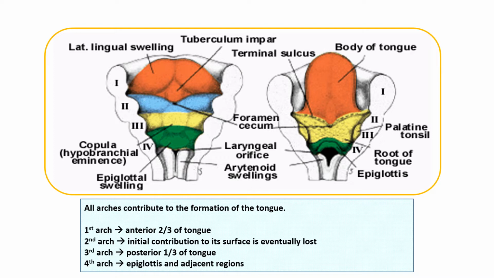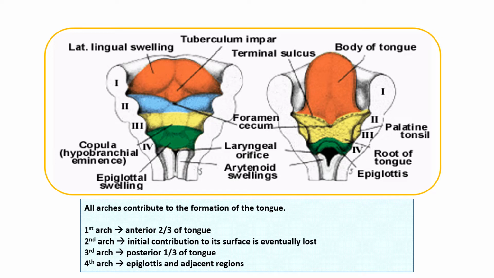So that's really just how the mucosal part of the tongue develops. The first pharyngeal arch gives rise to the anterior 2/3 of the tongue. The second pharyngeal arch has a bit of an initial contribution to the surface of the tongue, but this contribution is eventually lost, and you can really appreciate that between these two images on the right and left, where the second pharyngeal arch was denoted in blue here, but in the final structure of the tongue on the right, we've lost that blue color that was the contribution from the second pharyngeal arch.